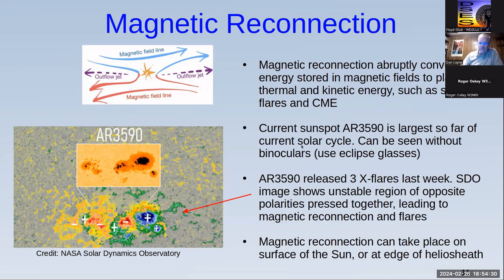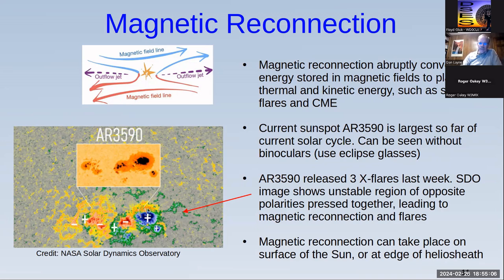Then if you look at the sun, the current very large sunspot, AR 3590, is the largest sunspot so far of this current solar cycle. We're in solar cycle 25. We're nearing the peak, and we have a lot of sunspots, a lot of activity. This big sunspot can actually be seen without using binoculars or a telescope. Of course, you need to use your eclipse glasses or put on a welder's helmet or something to go out and see it, but you can see this big sunspot here without other power.